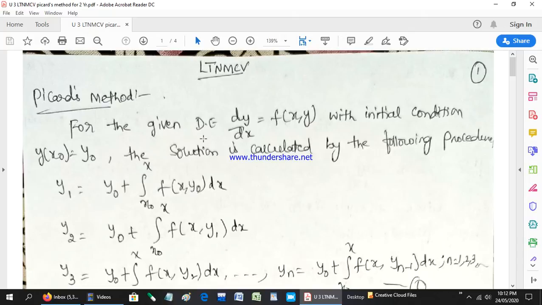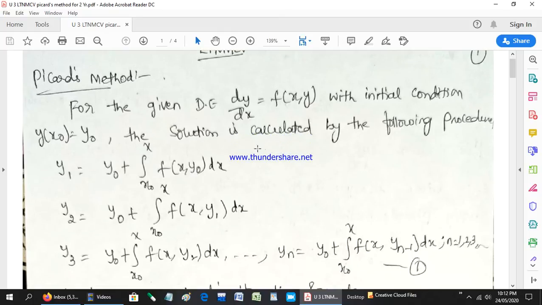Peter's Engineering College. Today I have taken the session for the second year ECE and AAA students for the subject Laplace transforms and numerical methods. In this I have chosen the topic called Picard's method.